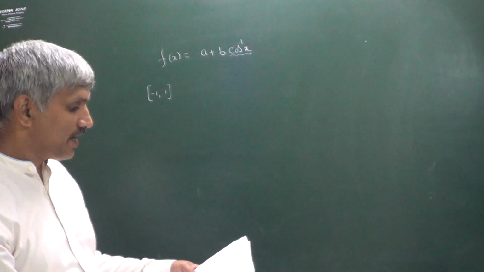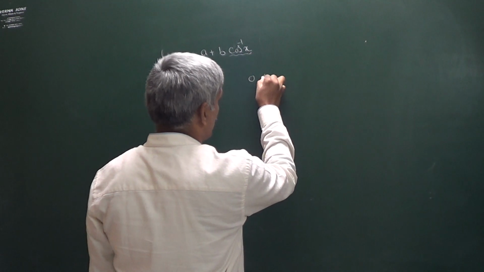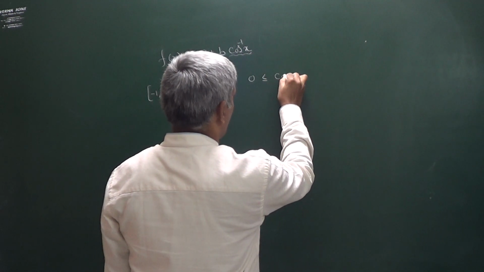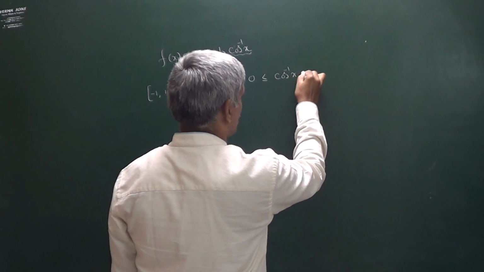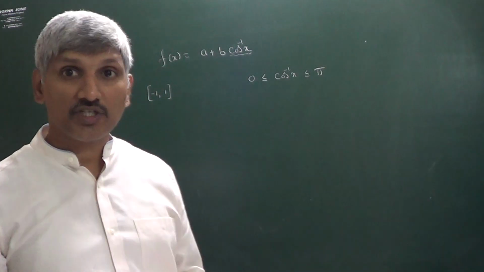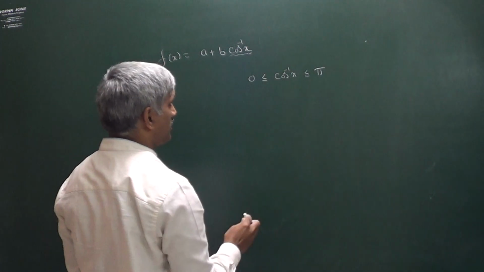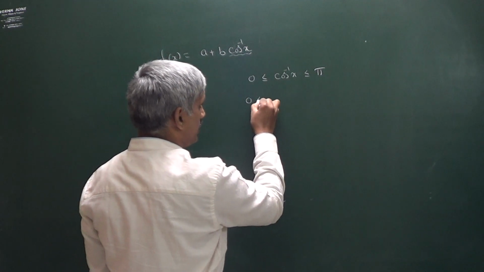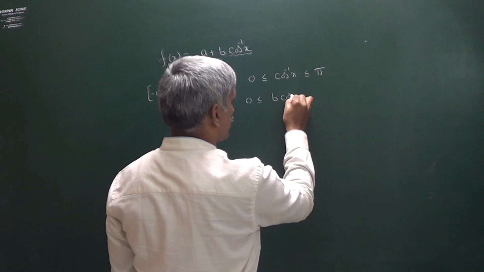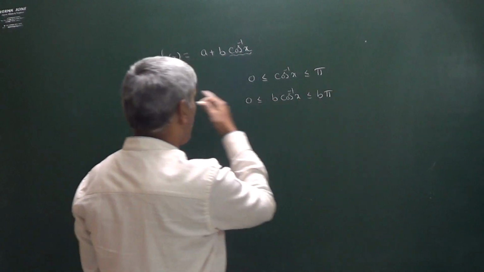But what is the range of the function? Okay, I will try to find out the range of the function. We know 0 is less than or equal to cos inverse x, which is less than or equal to pi. That is the range of cos inverse x. In the question, the information is given that b is greater than 0. That's why multiply throughout the inequality with b. Then we will get 0 less than or equal to b into cos inverse x, which is less than or equal to b into pi. Now add a.